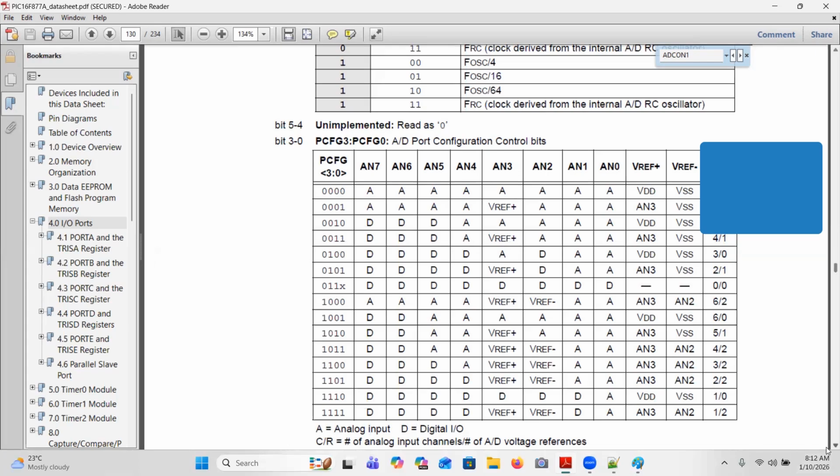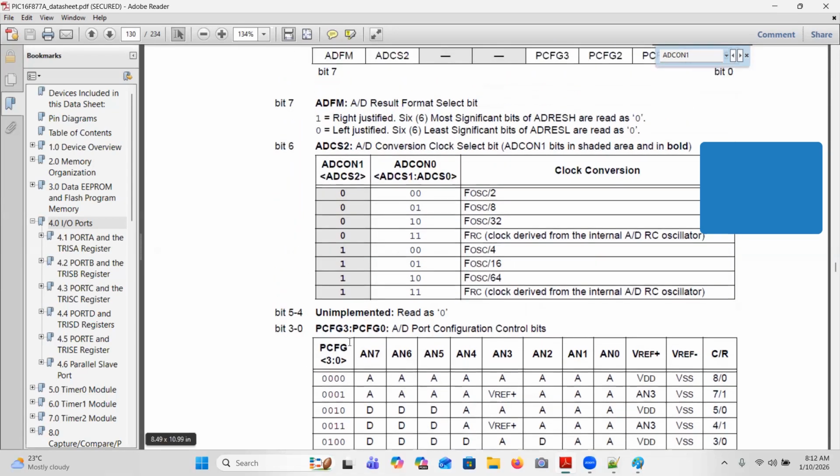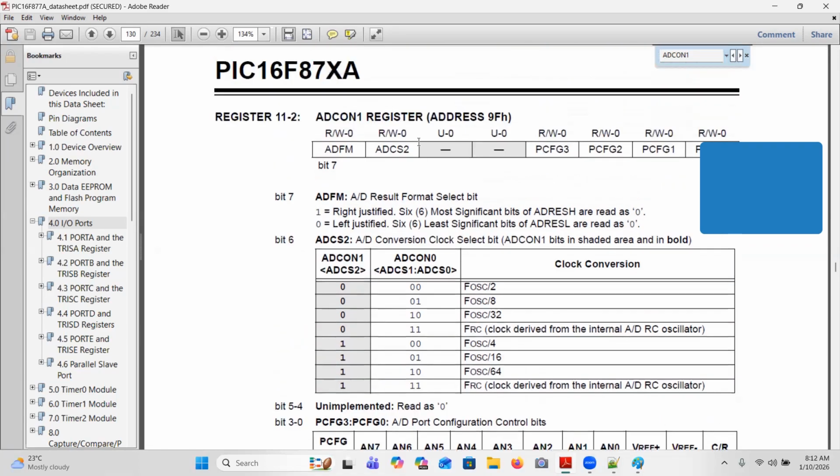So we have three registers, right, sir? For port configuration, the PCFG bits are not independent registers. They are bits in this particular register: ADCON1. ADCON1 totally has 8 bits. The MSB, the 8th bit, is used for justification. And then the 7th bit is used for conversion clock selection.